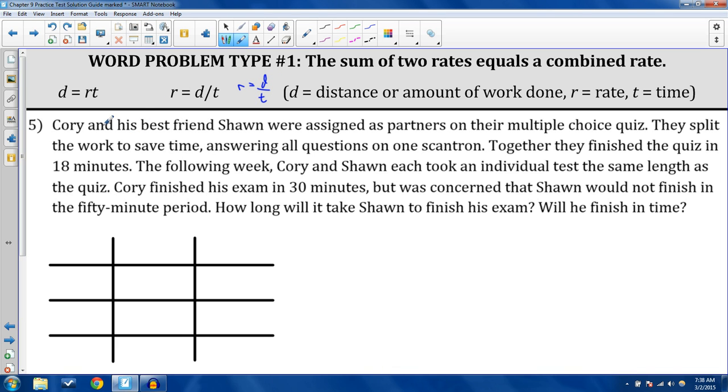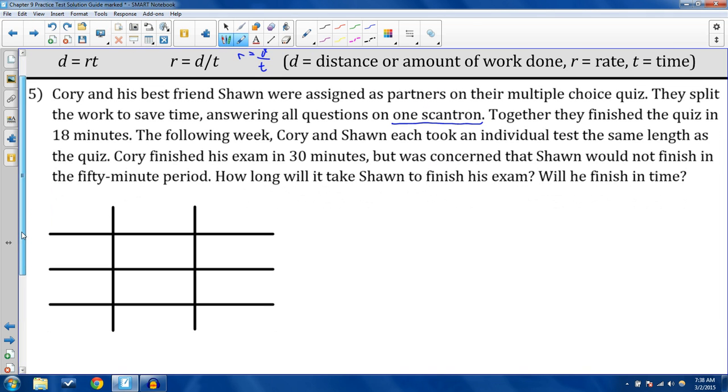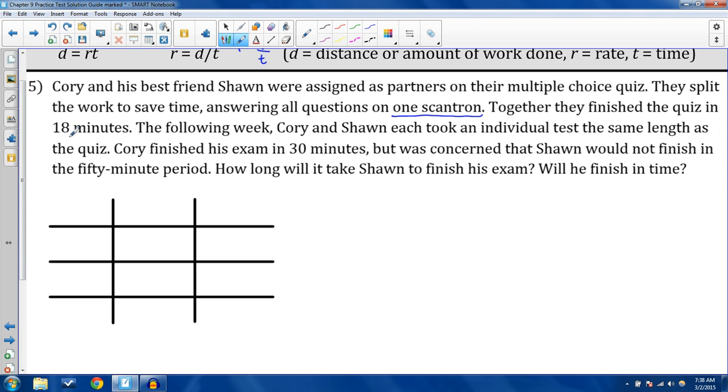Once you rewrite it that way, Corey and his best friend Sean were assigned as partners on their multiple choice quiz. They split the work to save time, answering all questions on one Scantron. So that means that they can kind of do their own work. He'll go like, okay, I'll do numbers 1 and 2, and you do these ones, whatever. We'll just fill them out. Together, they finished the quiz in 18 minutes.